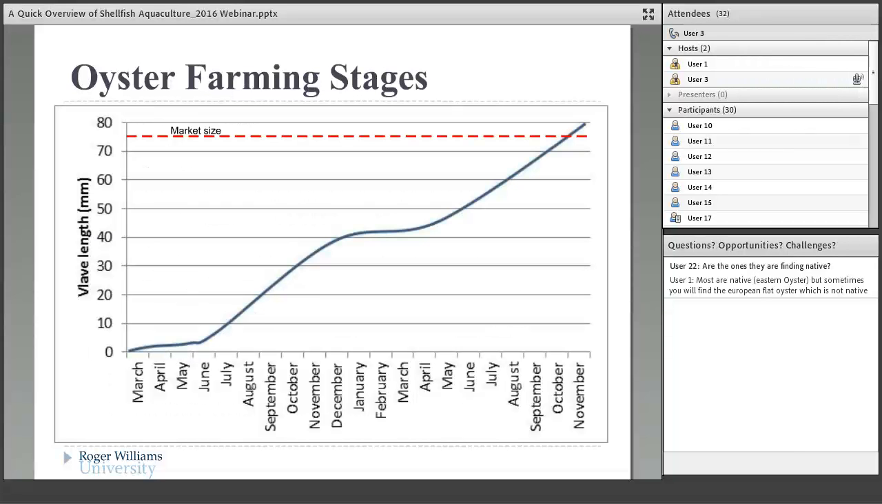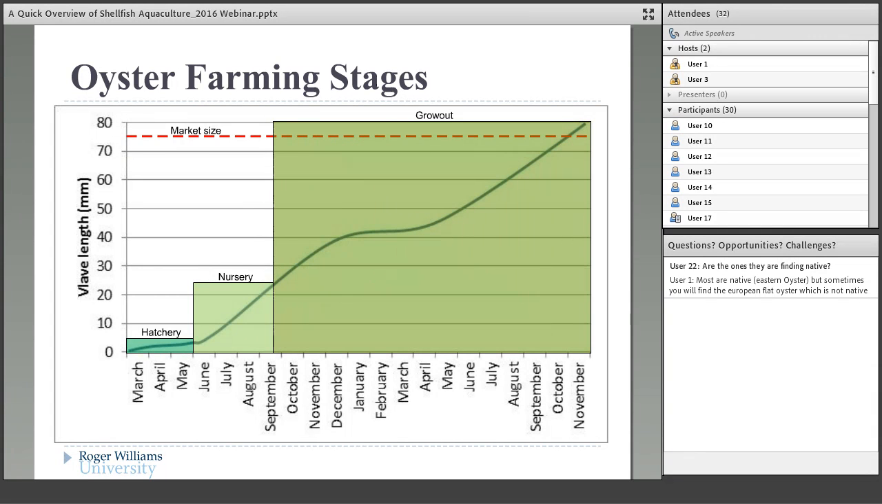If we look at this in terms of time scale, this curve represents the growth of an oyster over the course of 18 months or so, with the red line indicating market size. We can see here that the hatchery stage lasts from March till about the end of May. Then the animals are transitioned out to the nursery, where they're held through the summer into August and September, before they're finally moved out to the grow-out site, where they're held until they grow to full market size.